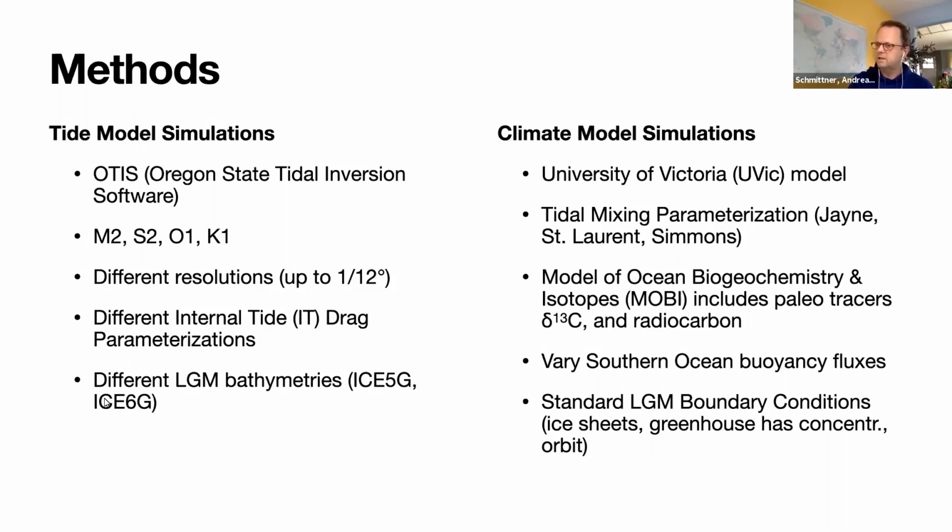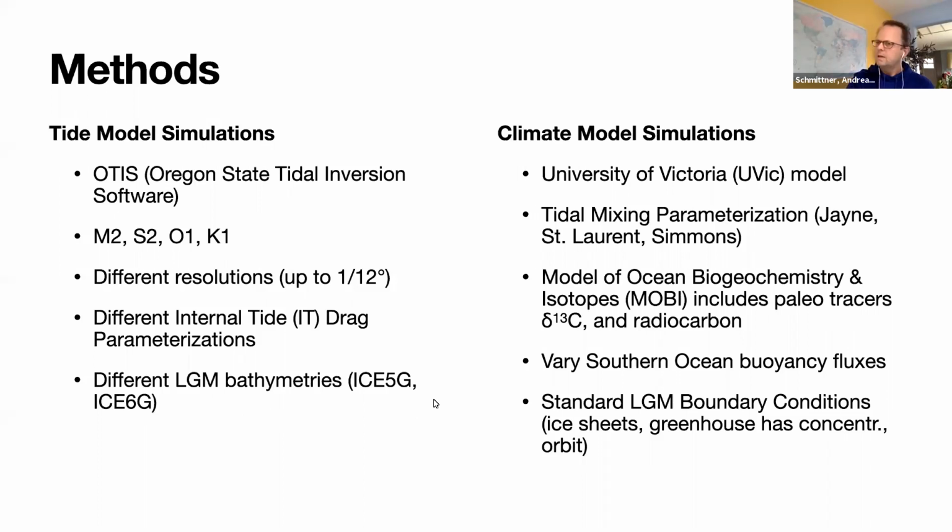We've used ICE-5G and ICE-6G reconstructions. And what they depend on very strongly is the ice extent, the land ice extent, that then changes the geometry of the ocean basins. And that affects the tides strongly.